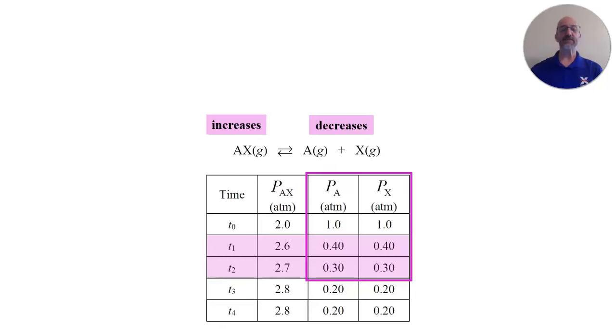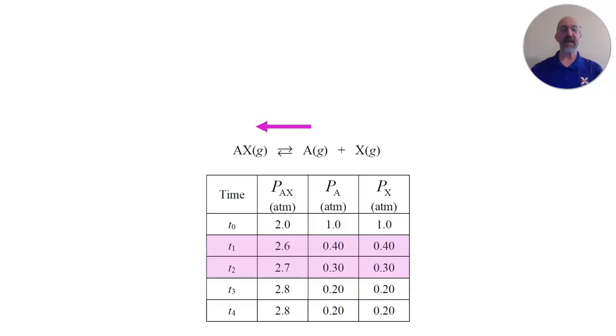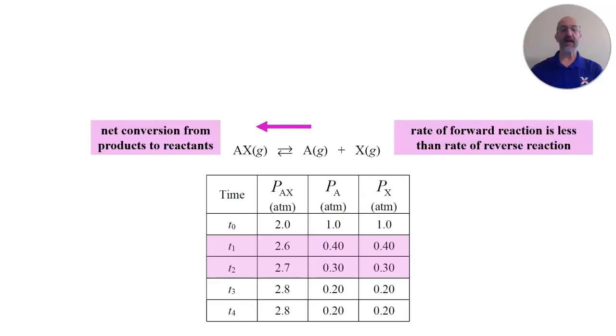Now, if the partial pressure of the reactant increases and the partial pressure of the products decreases, then there must be a net conversion from right to left. So there must be a net conversion from products to reactants between times t1 and t2, and so therefore the rate of the forward reaction is less than the rate of the reverse reaction.